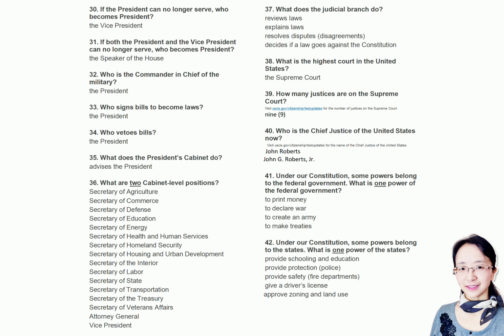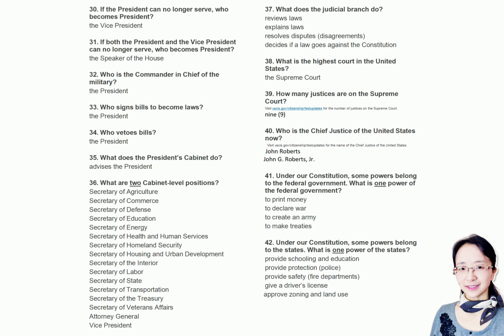Secretary of Agriculture, Secretary of Commerce, Secretary of Defense, Secretary of Education, Secretary of Energy, Secretary of Health and Human Services, Secretary of Homeland Security, Secretary of Housing and Urban Development, Secretary of the Interior, Secretary of Labor, Secretary of State, Secretary of Transportation, Secretary of the Treasury, Secretary of Veterans Affairs, Attorney General, Vice President.